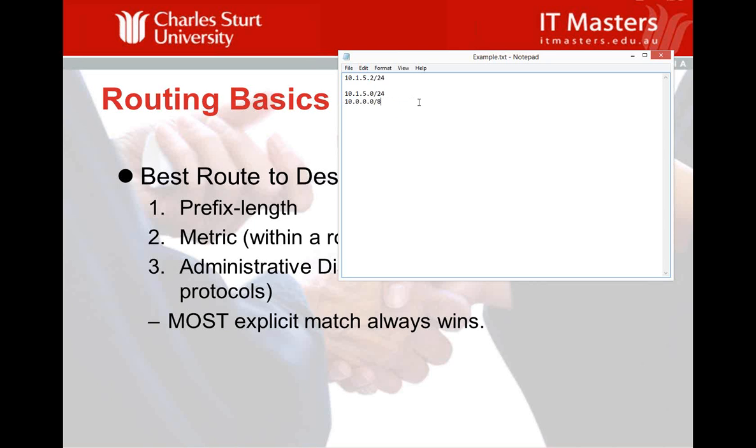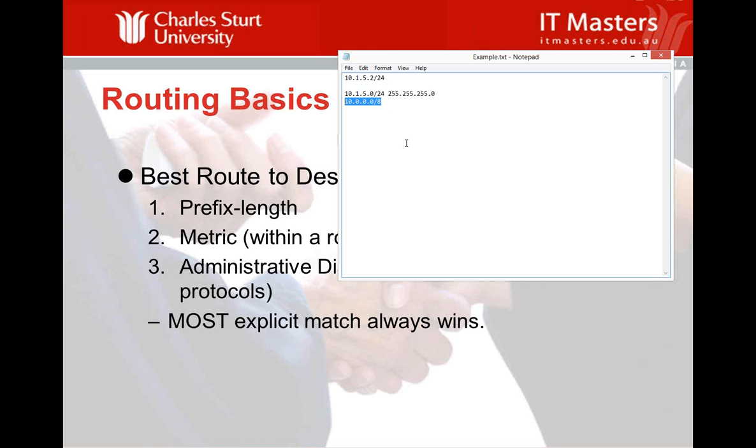However, that's not the end of the story, because as we said, it's the longest match, okay? So the longer the prefix is, so /24, the more specific the actual route is. So what the router does is it does a bit-by-bit comparison to find the most specific route, that is, the longest matching prefix. Since the 10.1.5.0/24 network is more specific, okay, because that's saying we're going to use a subnet mask of 255.255.255.0, that means that I want those three octets to match, but I don't care what the last one is. Well, clearly, those three octets match, so this route here is a better match than this one here.